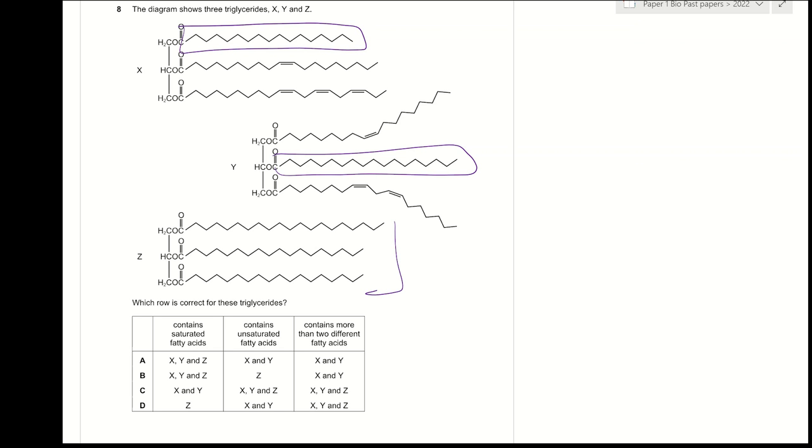And all these three are saturated. Therefore, these are going to be correct, A and B. Now, contains unsaturated fatty acids. As you can see here, the kinks. This means that both X and Y contain unsaturated fatty acids, so X and Y are correct. And then contains more than two different fatty acids. Also, X and Y contain more than two different fatty acids. They are not the same, therefore the answer is going to be A.